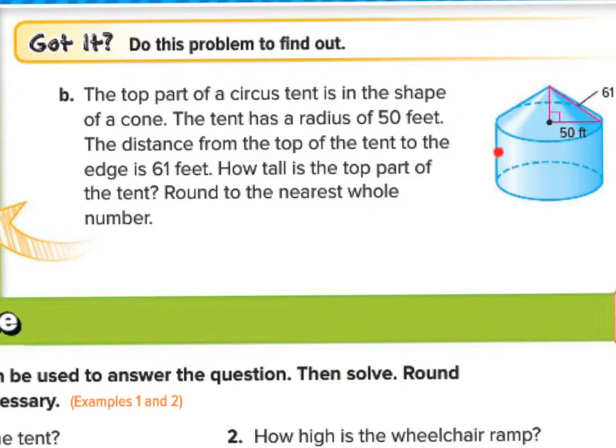Okay, and now we have a cone here, and we're trying to find what the height is. So we find the center point of the top of the cone, and we measure the radius, the distance from the center out. And we're being given the hypotenuse, but we want to know one of the legs, right? So the top part of a circus tent is in the shape of a cone. The tent has a radius of 50. There it is. The distance from the top of the tent to the edge is 61 feet, so our hypotenuse. How tall is the top part of the tent, round to the nearest?